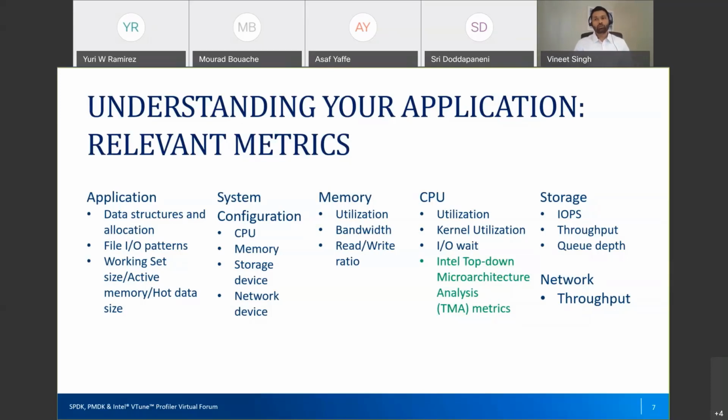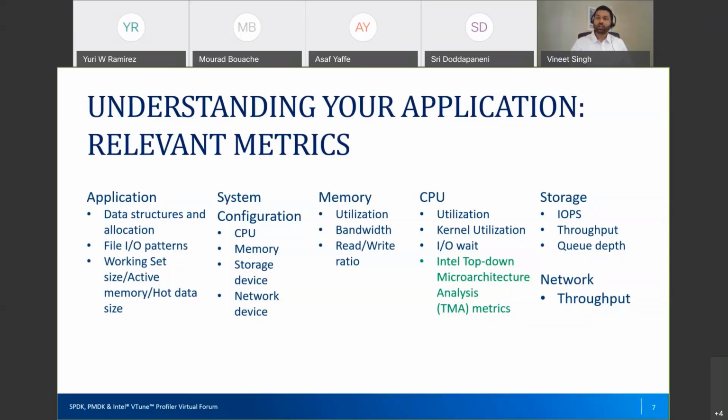If you are going to use the persistent mode of use of PMM, you need to understand what are the data structures and allocations. And this is true even in a volatile use case in a particular scenario. I'll get to that. You need to understand the file IO patterns if your IO is your bottleneck, and that's what you are trying to solve with persistent memory. A very important metric for persistent memory is the working set size, or the active memory, or hot data size. These are different names for the same thing.